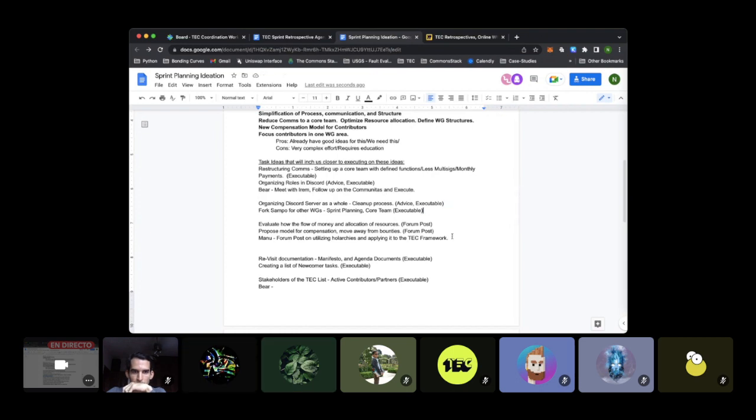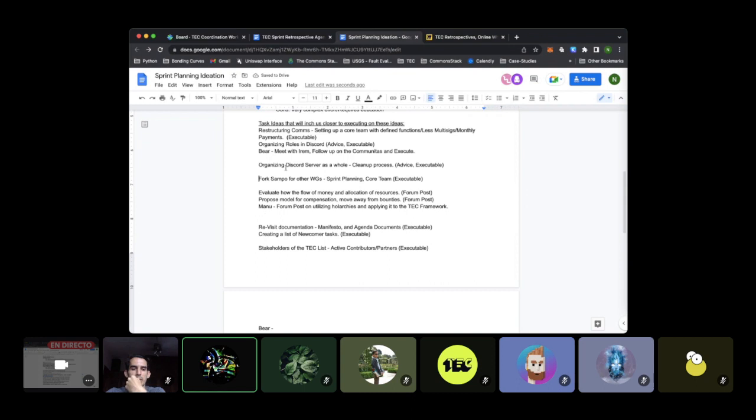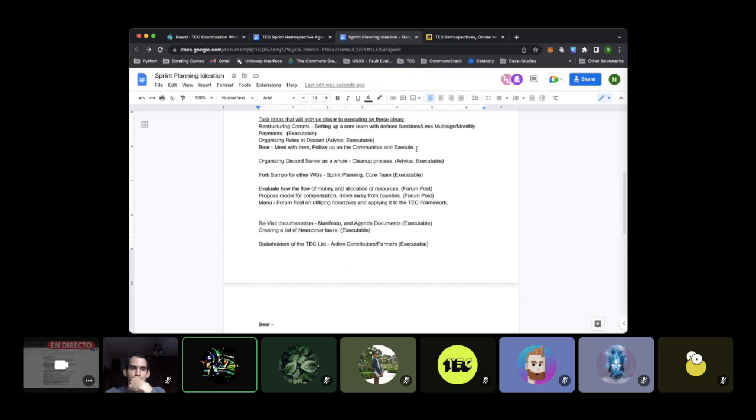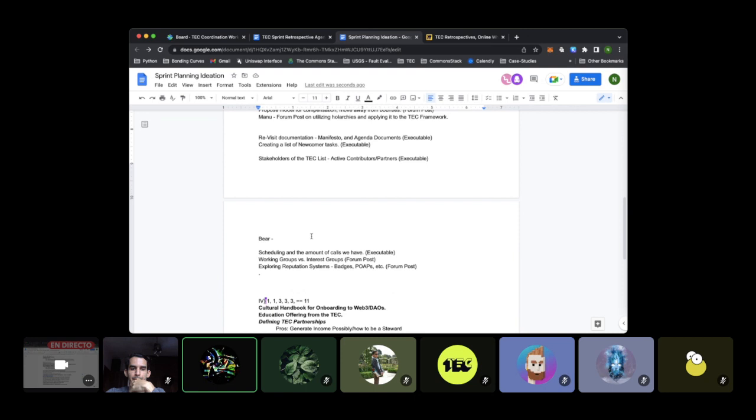Yeah, and so we'll keep that outside of the realm of that. So with the organizing roles in Discord, you're going to meet with Irem, follow up with the community task group, and execute on defining what roles are in Discord. And then the stakeholders list. What is the tangible thing that you're going to produce here? Just the list of active contributors, or?